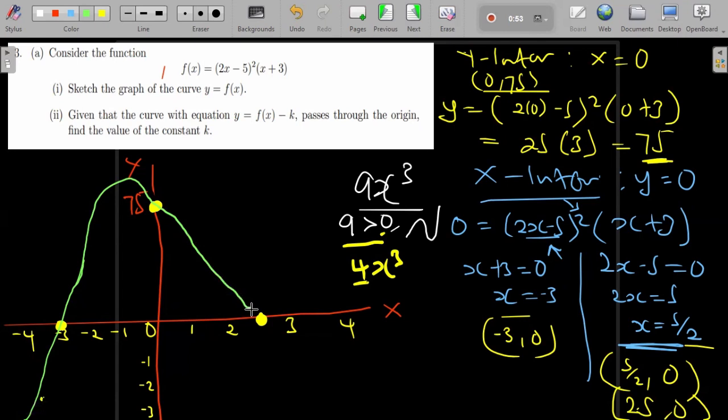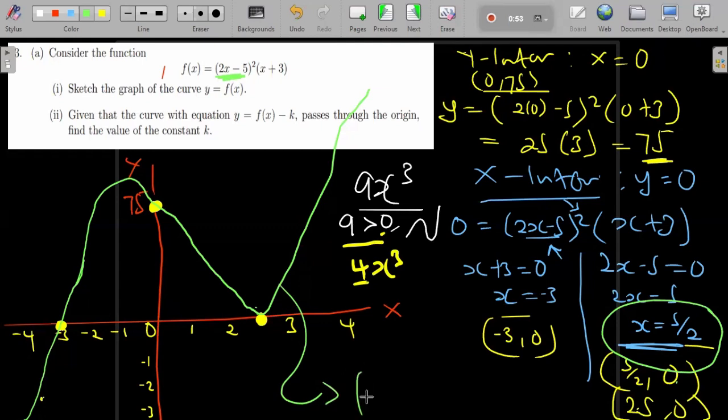So remember at this point here, this is the 5 over 2 comma 0. And you said this 5 over 2 came from this factor here that has a 2 there. So it means here it's going to bounce like that and then go like that. So this one here will be the curve for (2x minus 5) squared times (x plus 3). Right, so that's how we can sketch that one.